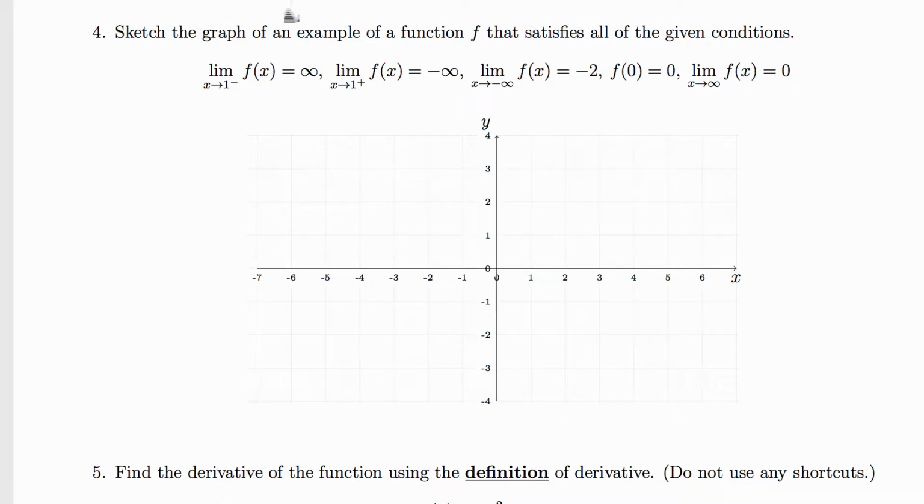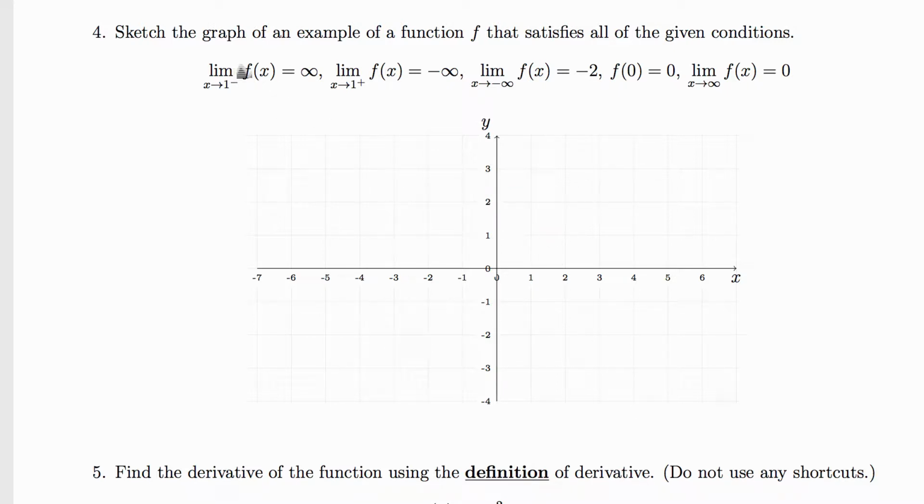Sketch the graph of an example of the function f that satisfies all the given conditions. So we have to graph one function f that has these properties. Okay, so let's look at first the limit of the function when x approaches 1 from the left side goes to infinity. Whenever a function goes to plus infinity or negative infinity as x approaches a number, then that is a vertical asymptote, because the function goes all the way to infinity or all the way to negative infinity. So at 1, so x equals 1.